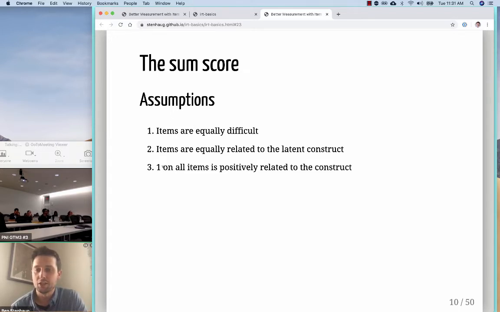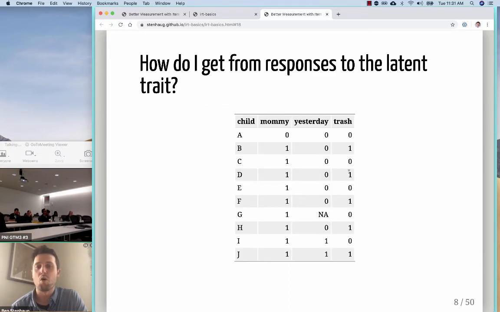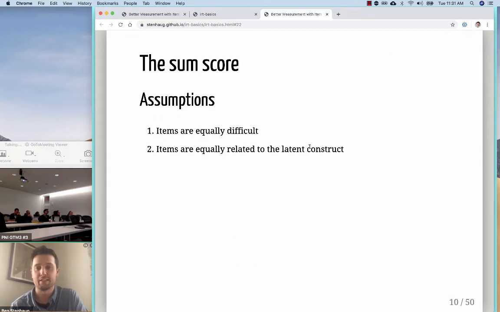And then the third thing, I've sort of told you here that one is always good, but you can imagine many cases with possible reverse encodings, or we don't know how responding yes or no relates to the latent measure. And here, I have to always assume that one is positively associated with the latent measure and zero is negatively associated, or that people who respond with zero have a lower ability. That seems like kind of a big assumption, especially if I have thousands of items or different cases like that.